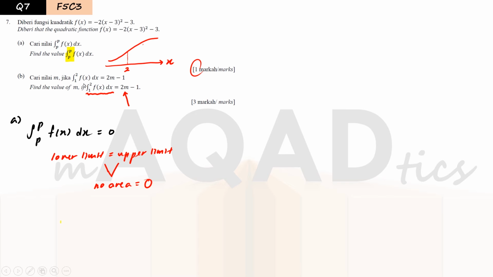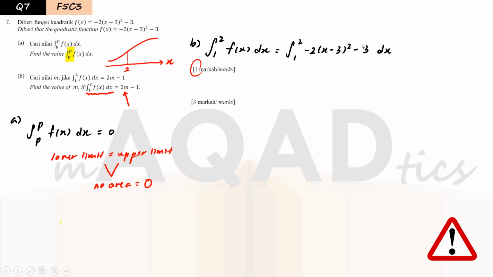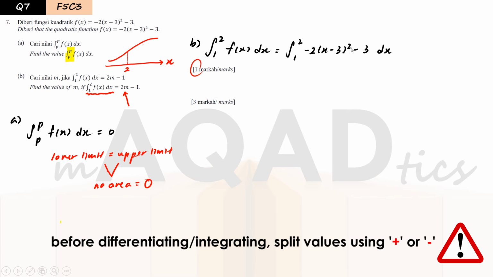So let's find out the value for this integral first. Let us substitute the function inside the integral. Before we integrate, what I usually recommend students do is to split this into parts by looking at the plus and the minus. So here it would be like this. You can clearly see that we are integrating two things.